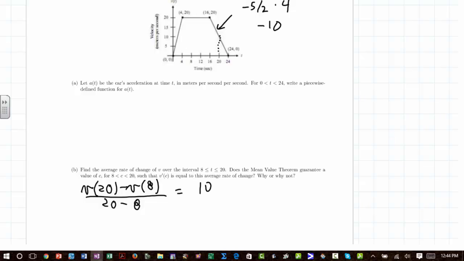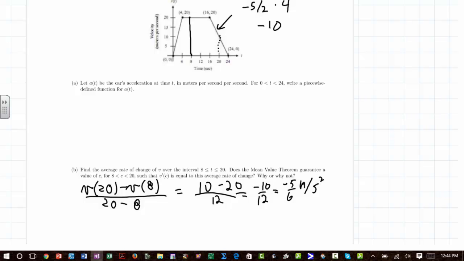What about the velocity at 8? That looks like it's going to be a little bit easier. It's going to be 20. And then 20 minus 8 is 12. So it looks like it's negative 10 over 12 or negative 5 over 6. And that'll be meters per second squared.